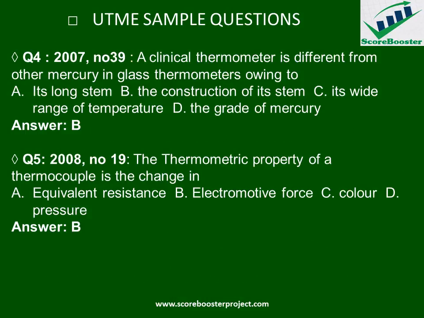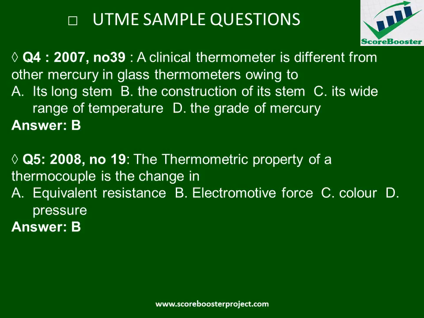Now, the next question we shall be considering comes from 2007, number 39. The question goes thus: a clinical thermometer is different from other mercury in glass thermometers owing to dash. A, its long stem, B, the construction of its stem, C, its wide range of temperature, D, the grade of mercury. So the correct answer here is option B, which is the construction of its stem.